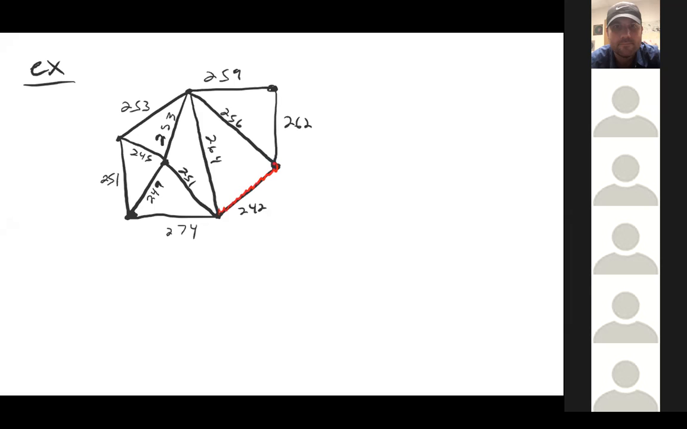That's my first one. So 242. What's the next smallest one? 245 over here. So that's 245. There's a 249. I think that's next, isn't it? There's only one 249. There's a couple ties in here. So 249. So far we haven't hit any circuits, right? Haven't hit any circuits, and we haven't hit every vertex. We've got to keep going.